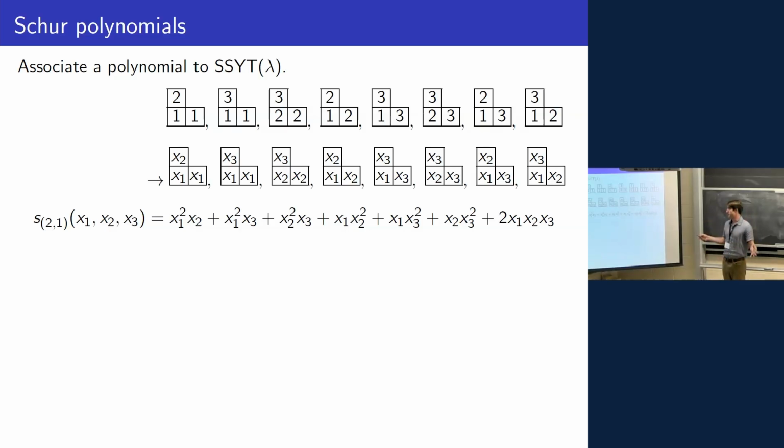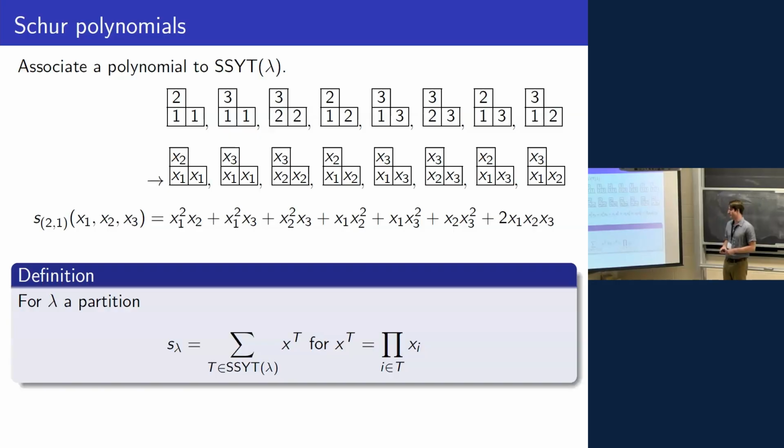So this recipe in general gives us maybe my favorite symmetric polynomial, which is called a Schur polynomial or a Schur function. You fix your partition, and you look at all the ways to fill the partition diagram with numbers. This gives you semi-standard Young tableaux, and then you just repeat this process and you get out a polynomial.